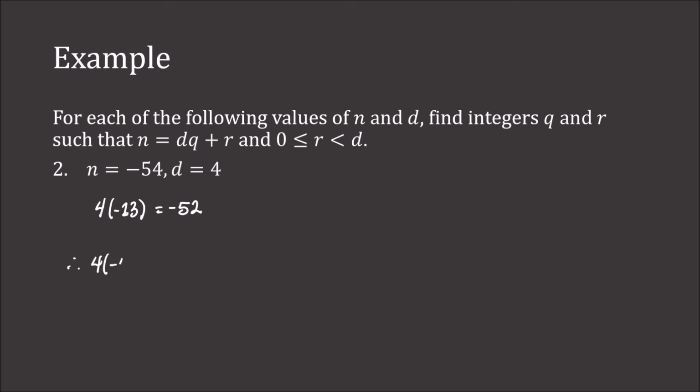we use negative 14. So negative 54 is equal to 4 times negative 14, then plus 2. Right? So 4 times negative 14 would be negative 56. Add 2 gives us the negative 54. So our q would be negative 14, and our r would be 2.